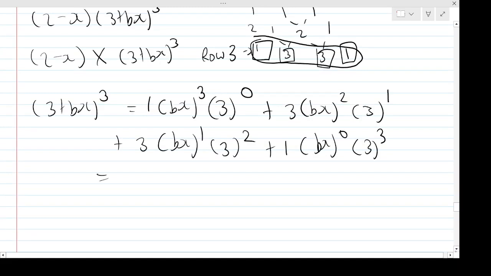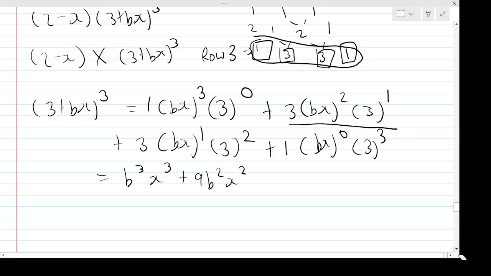So then we just need to expand these brackets. So firstly, the first term here, well, 3 to the 0 is just 1. So effectively, we just got (bx) all cubed, which should be b cubed x cubed. Then we have, for the next term, 3 lots of (bx) all squared times 3. Well, 3 times 3 is 9. So simply we've got 9b squared x squared.